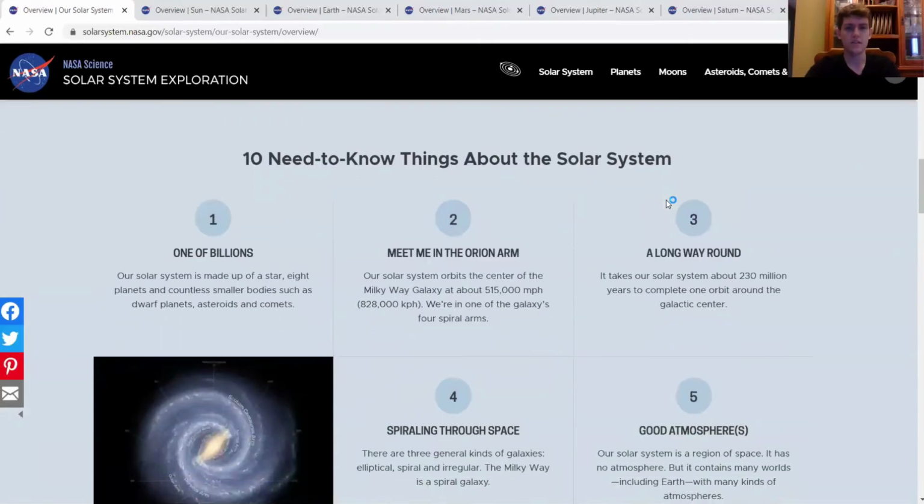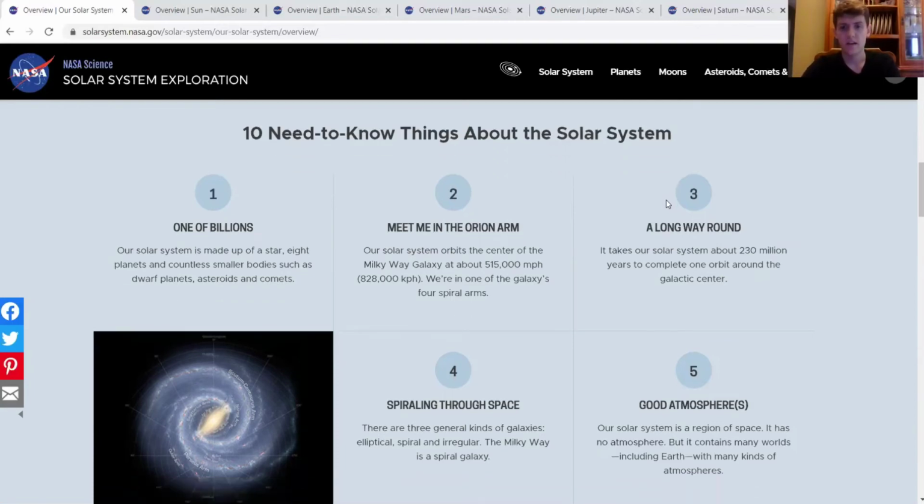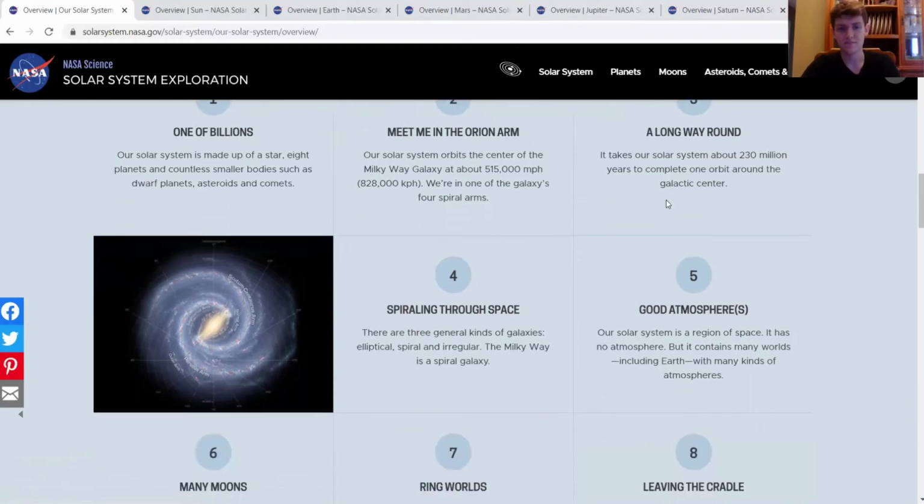Now here are some really basic fun facts that you need to know about our solar system in general. So, our solar system is made up of a star, 8 planets, and countless smaller bodies such as dwarf planets and asteroids and comets, so one of billions. Our solar system orbits the center of the Milky Way galaxy at about 515,000 miles per hour, and we're in one of the galaxy's 4 spiral arms. It takes our solar system about 230 million years to complete one orbit around the galactic center. That's a long time. I'm pretty sure we will never really get to see that ourselves.